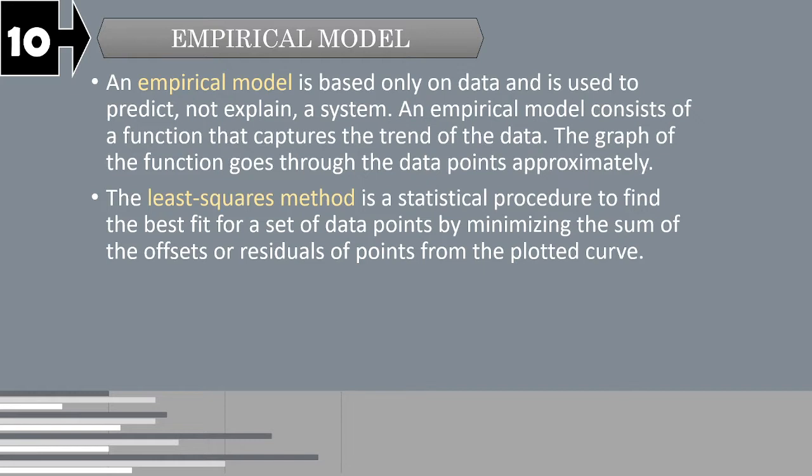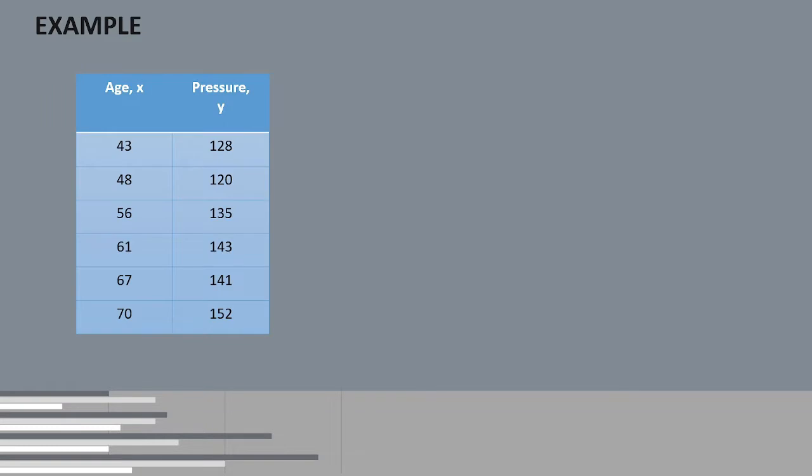The least squares method is a statistical procedure to find the best fit for a set of data points by minimizing the sum of the offsets or residuals of points from the plotted curve. For example, we have the data of the age, which will be our x: 43, 48, 56, 61, 67, and lastly 70. And their pressure will be our y, which are 128, 120, 135, 148, 141, and 152. And let's have a chart to illustrate this data.